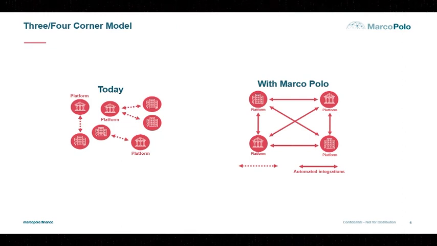So the Marco Polo Network is best explained using one use case, which is called a three-corner or four-corner model. In a three-corner model, you have three participants: a buyer, a funder, and a supplier. One of our customers, DHL, is a big logistics company. They need trucks, so they go to a trucking supplier and say, give us 100 trucks for the year.